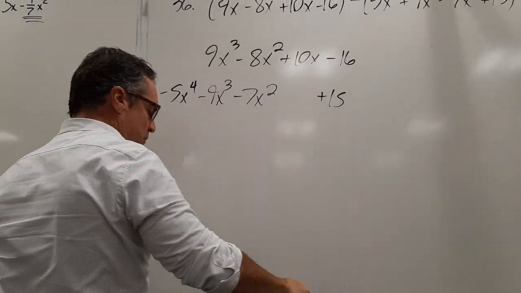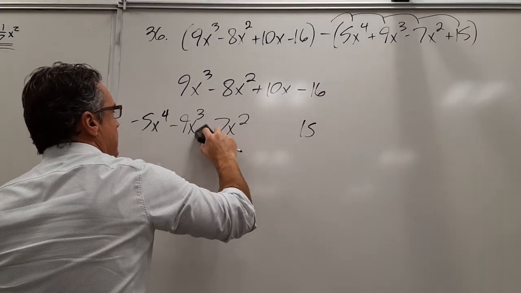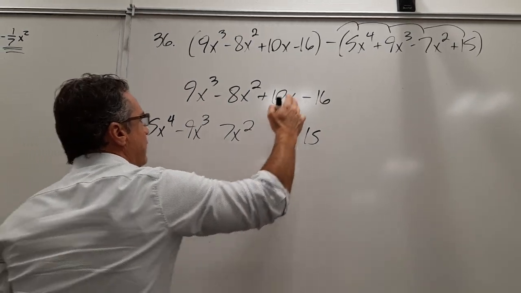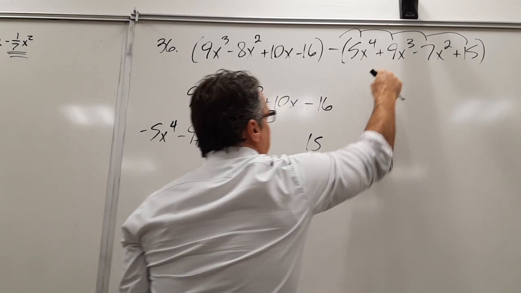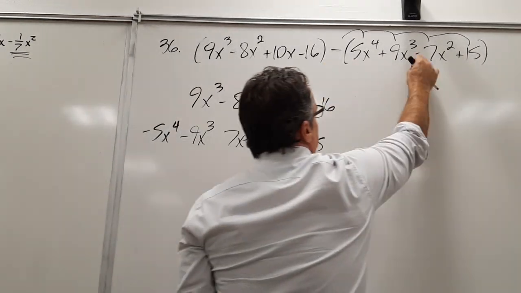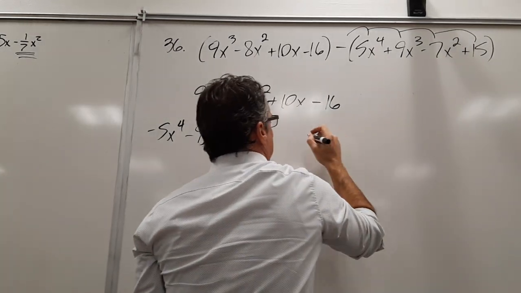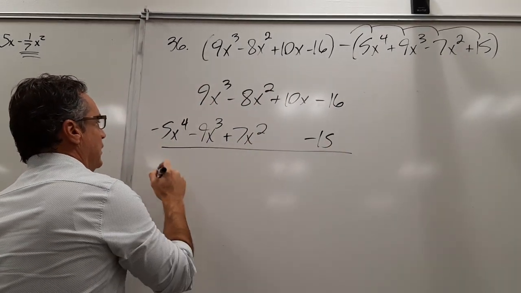And this is the number one mistake that can happen in this kind of a problem here: you can forget to bring the negative to everything. So I like to take my finger and go negative 5x to the fourth, negative 5x to the fourth. Negative 9x to the third, negative 9x to the third. Negative and negative makes a positive 7x squared. Negative to a negative makes minus 15, so you don't make those mistakes.